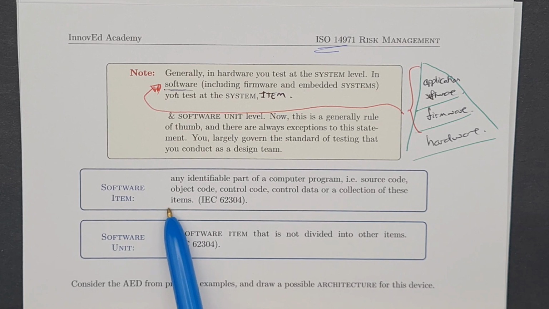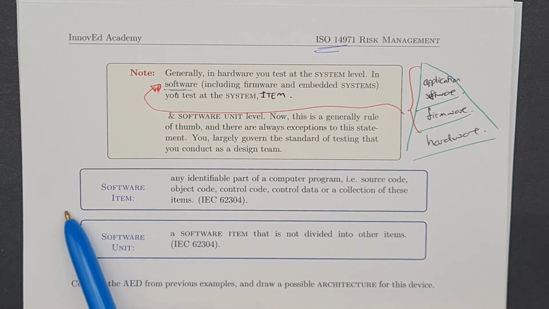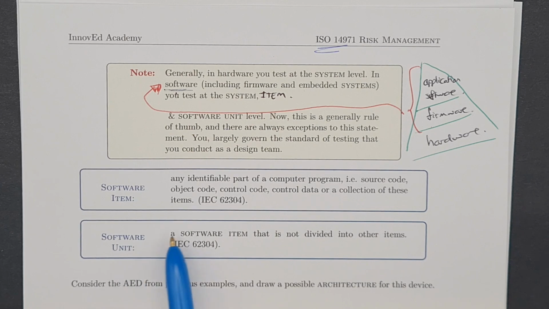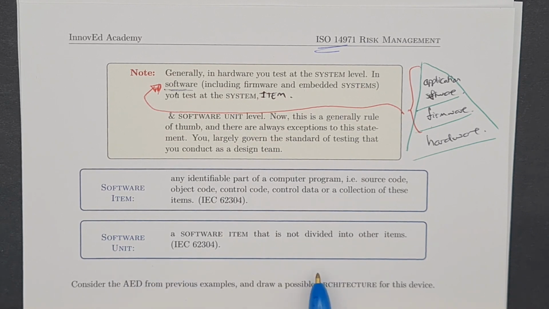And the way you should always look at it is, how do I decompose my system into items to ensure I set the highest level of testing to make the most safe and effective device? That should be your guiding principle. And then a similar thing here is a software unit is a software item that is not divided into other items. A general rule of thumb that you can use for units is: what is the smallest piece of the software that I can test? And for many people, that's just a function. I can test it at a function level, hence a function is now a unit.